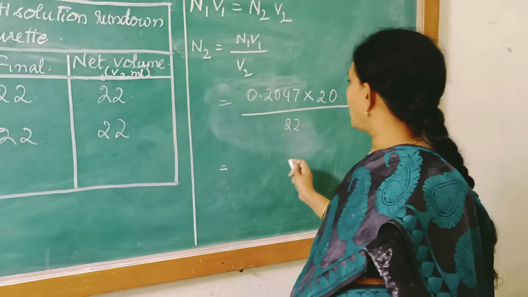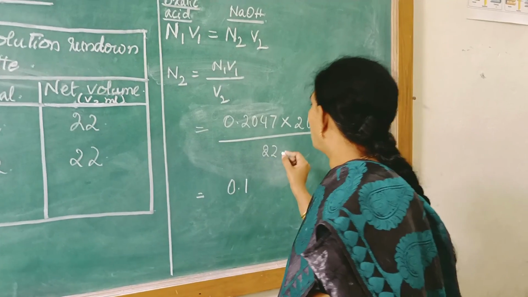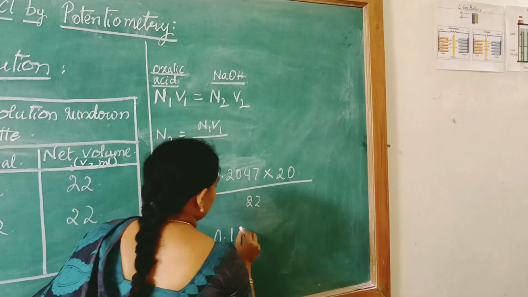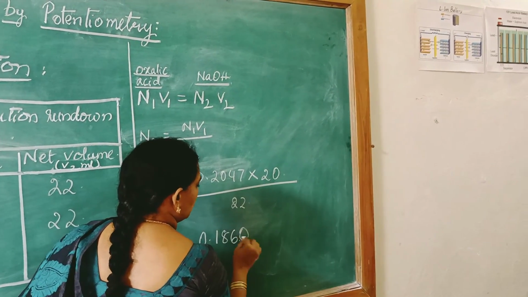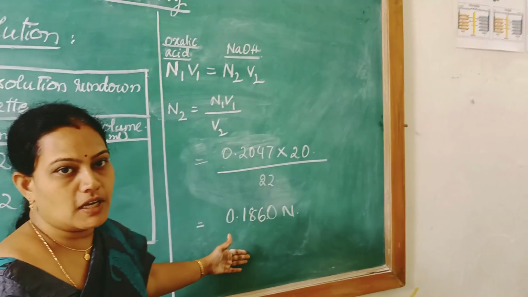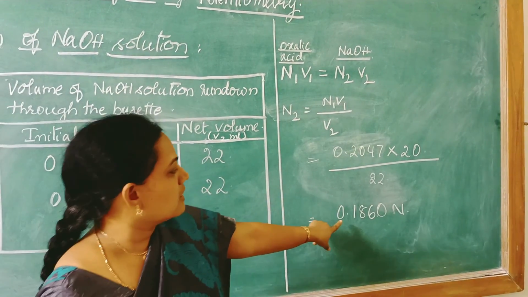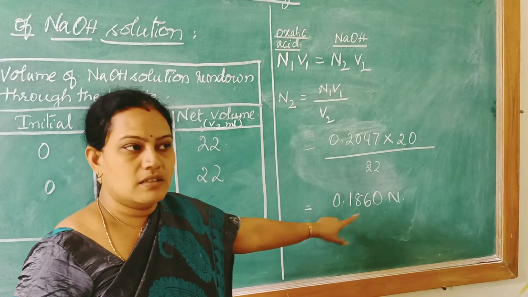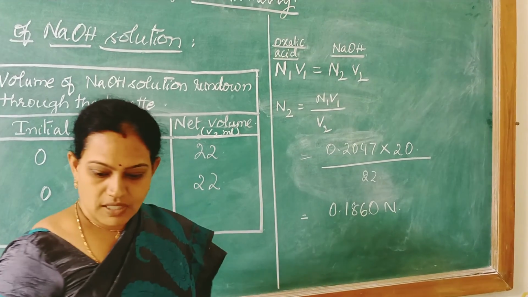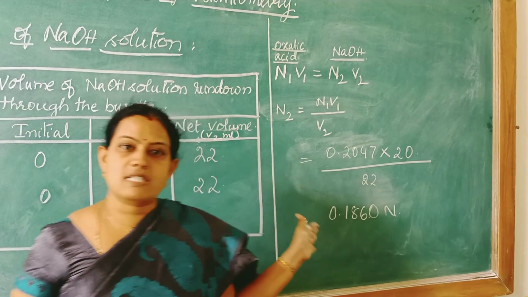Now let me check the value. I guess it is 0.1860 normal. Okay, so this is going to be the normality of NaOH, which is to be used again for the estimation part. This particular normality value is going to be very crucial for the estimation part as well. So we have derived the normality of NaOH, which will be used for estimation further. Now let's see the estimation part.